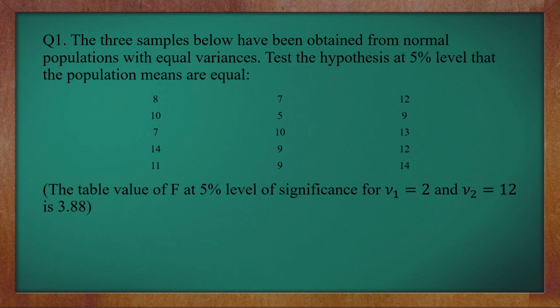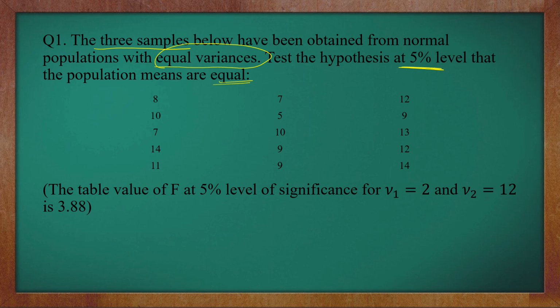Okay, so let's start with the example, students, of how we can solve ANOVA one way. In this question, read that we have three samples. If we have three samples, obviously how many populations do we have? Three populations. The samples below have been obtained from normal populations with equal variances. We are saying that all these three samples have the same variances. Test the hypothesis at the 5% level that the population means are equal. We have to see that the population means are equal for all these three populations.